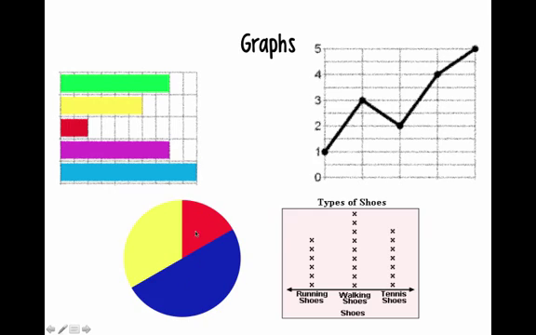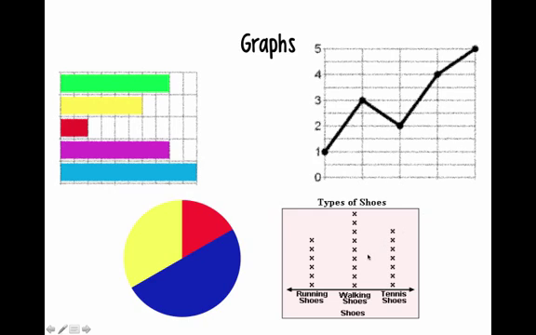This circle graph is called a pie chart. You'll learn more about those probably in 4th and 5th grade math. This is a line plot. What you do is you mark a dot on each value. So I wanted to mark a 1, then I wanted to mark a 3, then I wanted to mark a 2. So you mark all your dots first, and then you draw the line across all the dots.